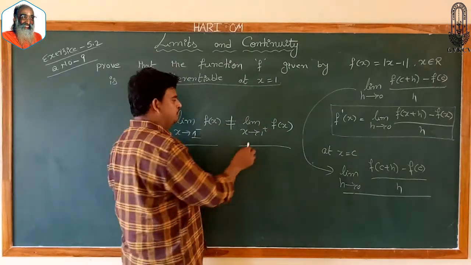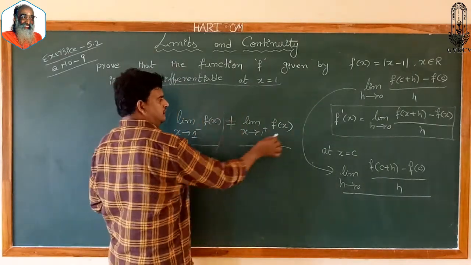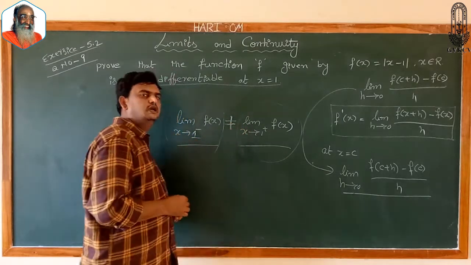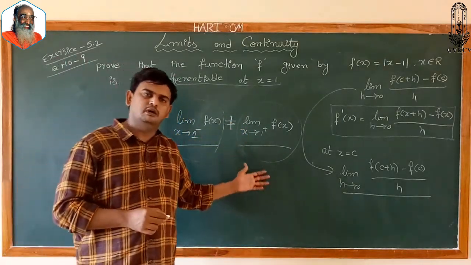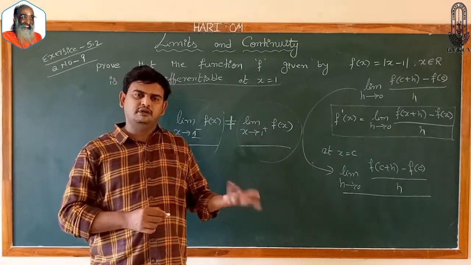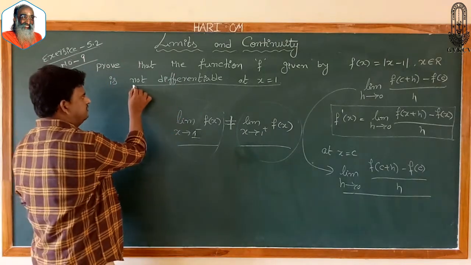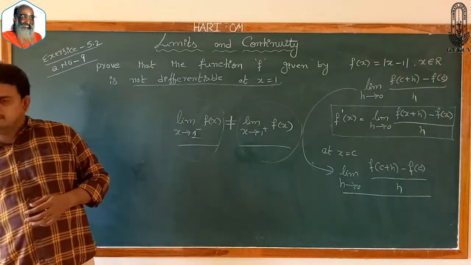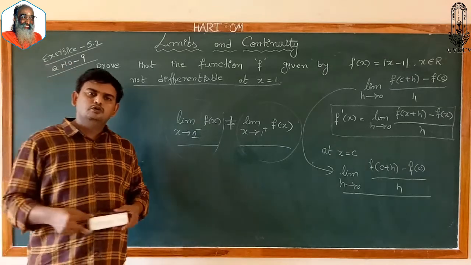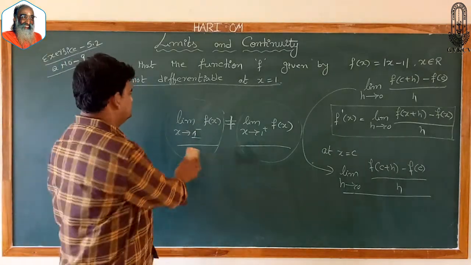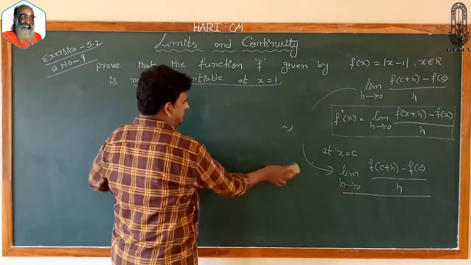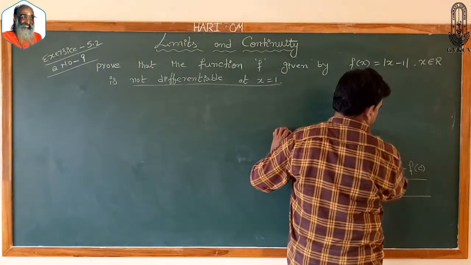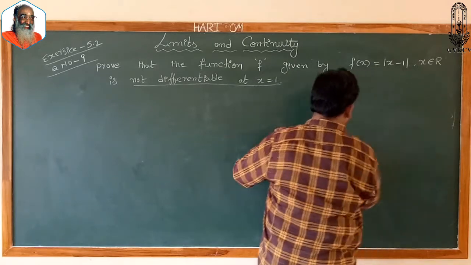So now first we are going to find the left hand limit, then the right hand limit. Finally we are going to show that these two are not equal. When these two are not equal, the limit does not exist. When the limit does not exist, automatically the function is not differentiable at x is equal to 1. This is the concept we are going to use here. First I am finding the left hand limit and also the right hand limit, then finally I am going to check it.